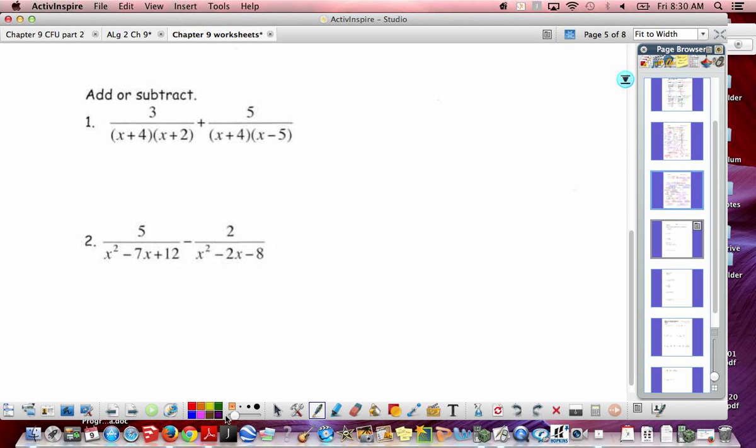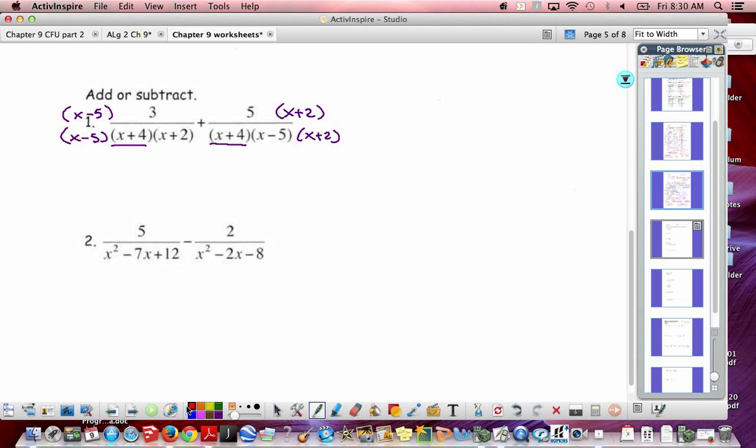On the bottom ones, this is a review from yesterday, so we'll just finish these two up. On number 1, you need to add or subtract, which means common denominator. Notice how they have x plus 4's in common. This one has an x plus 2, so this one needs an x plus 2. This one has the x plus 2, but is missing the x minus 5, so I need to put x minus 5, x minus 5.